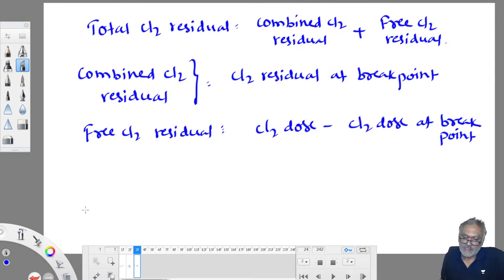To work out these things, that curve is very helpful. So we need to add chlorine dose such that free chlorine residual should not be more than 0.2. If it is more than 0.2, there is high risk of THM. Therefore we control that value by adjusting the dose. Understood?